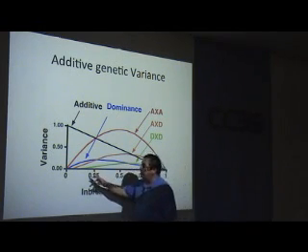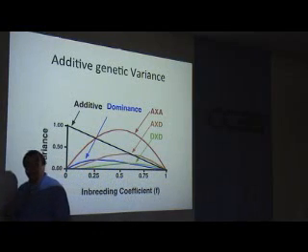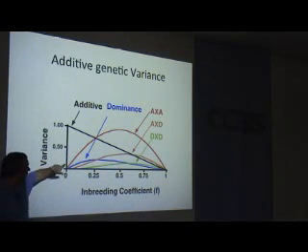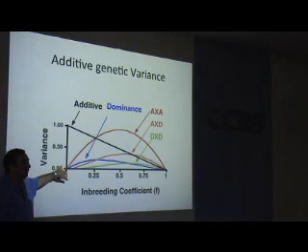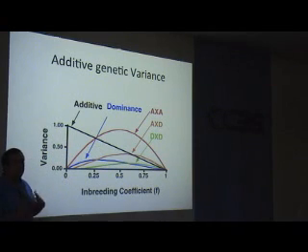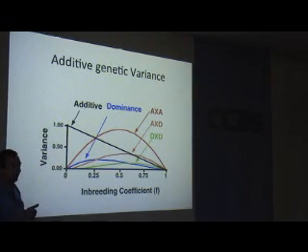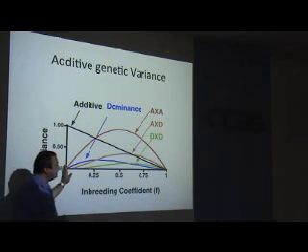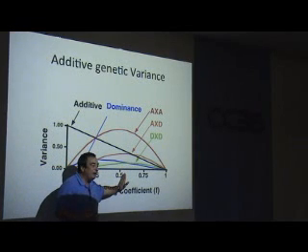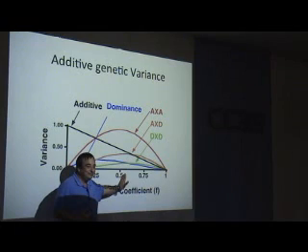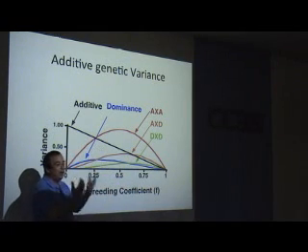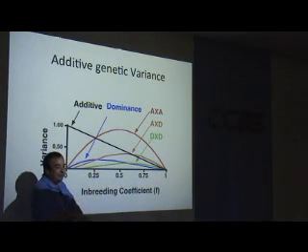And all of these, of course, remember they're orthogonal. They're independent of the additive component. So at an inbreeding coefficient of 0, in a completely outbred population, none of these, except for additivity, contribute to the additive genetic variance. What happens is they no longer remain independent as inbreeding proceeds. And so that's why you get that conversion taking place.